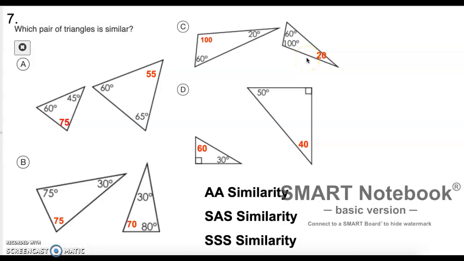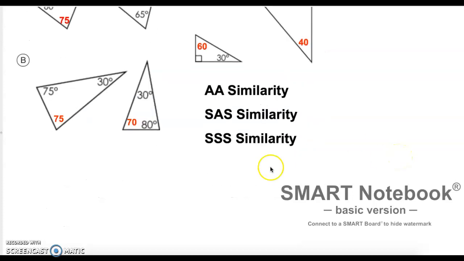All right, this problem says which pair of triangles is similar. So we are given 4 pairs of triangles, and we need to figure out which 2 are similar. Before we look at the triangles, let's review our 3 triangle similarity theorems.